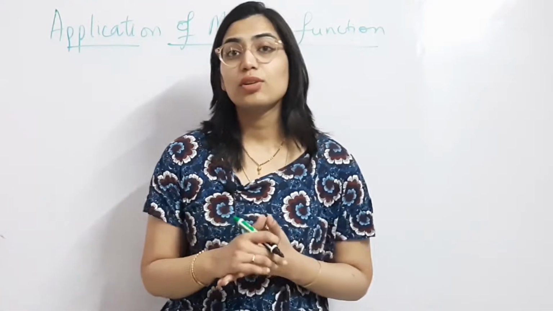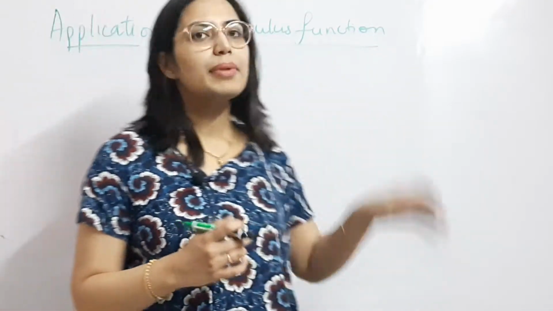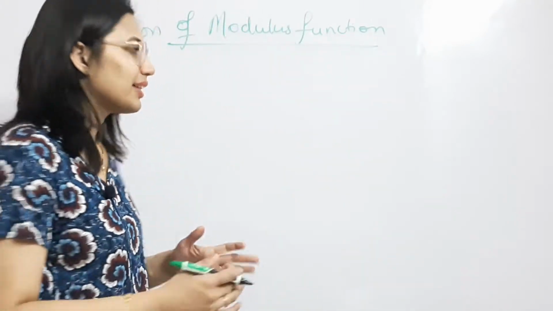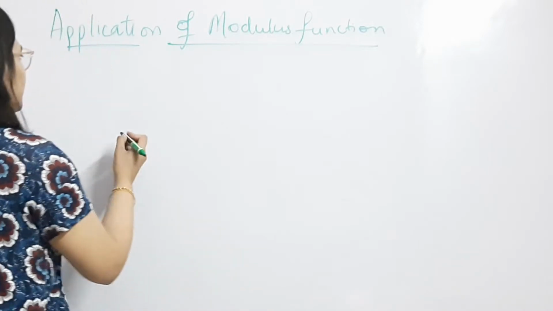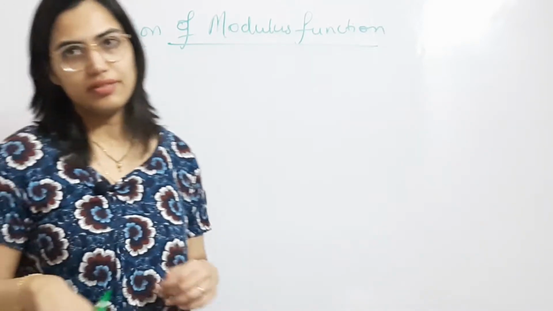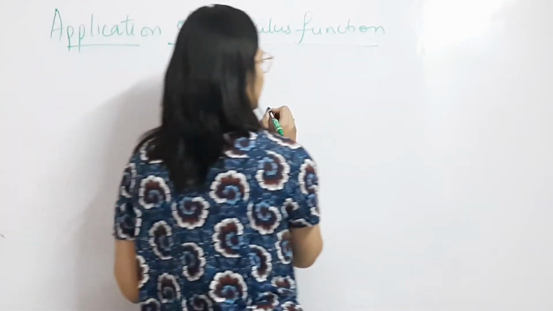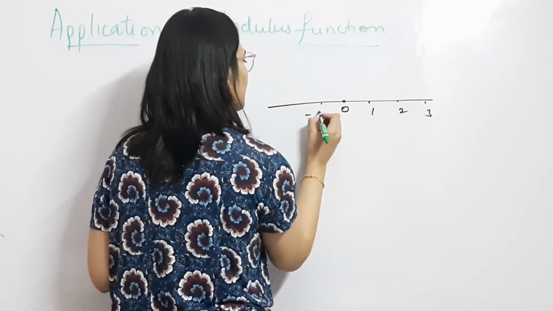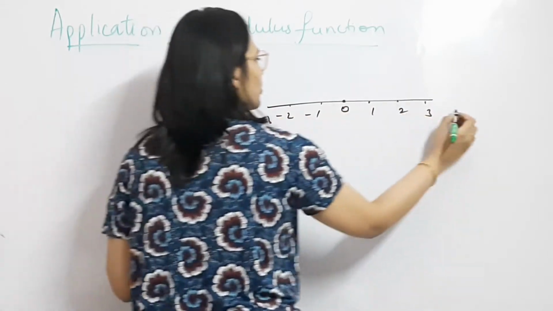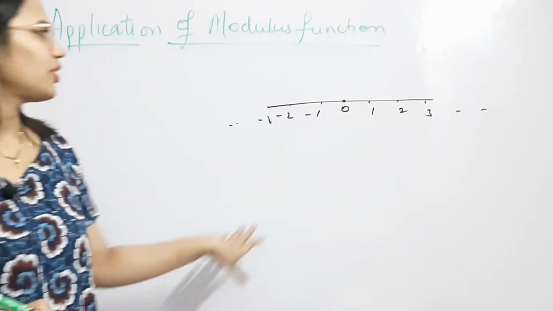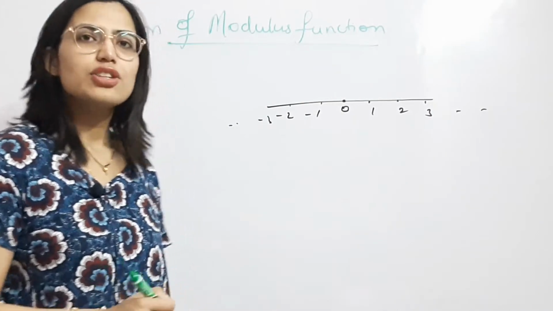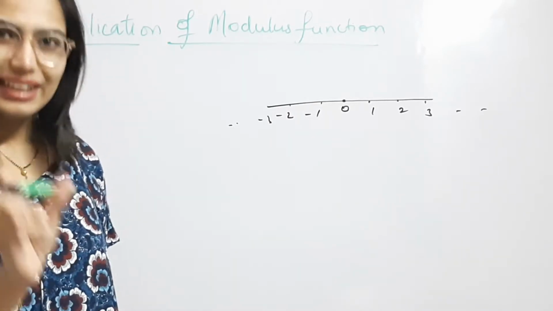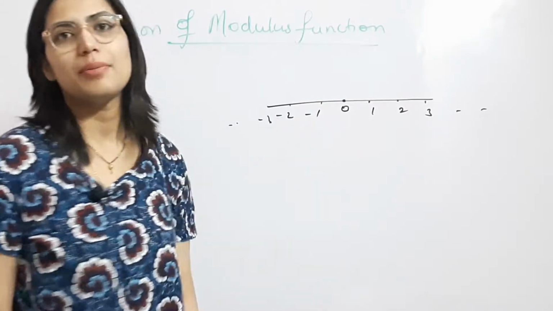So I would like to take the opportunity to cover one of the important applications of a modulus function. You know for a fact that any real number can be represented on a real number line, right? So a real number line looks something like this. Say for example, this is 0, 1, 2, 3 and minus 1, minus 2, minus 3 and so on. So all the real numbers can be represented on a real number line, right? So the modulus function can be used to measure or calculate the distance between two real numbers.